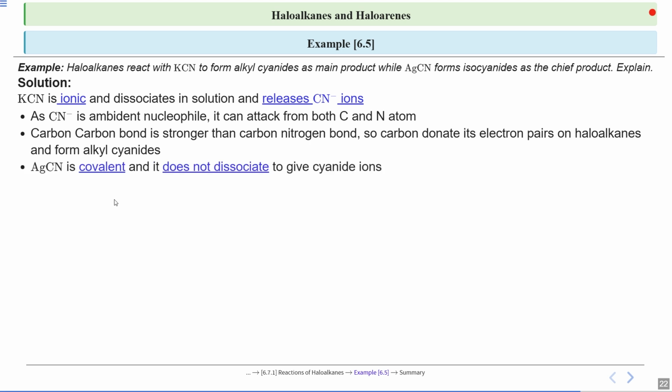Now, silver cyanide is a covalent compound, formed by sharing of electrons. So it does not dissociate to give cyanide ions in the solution.